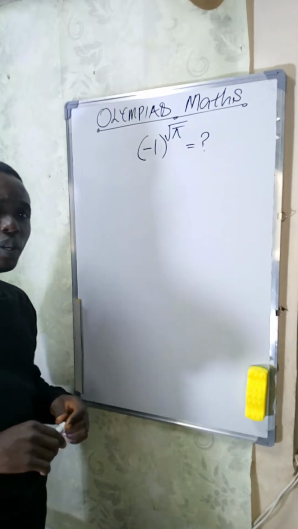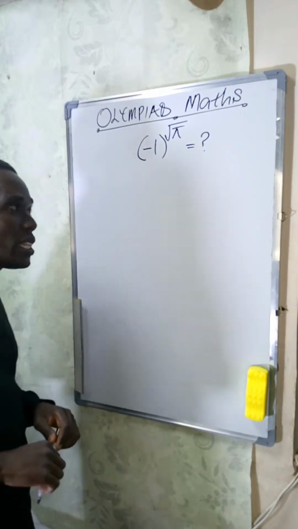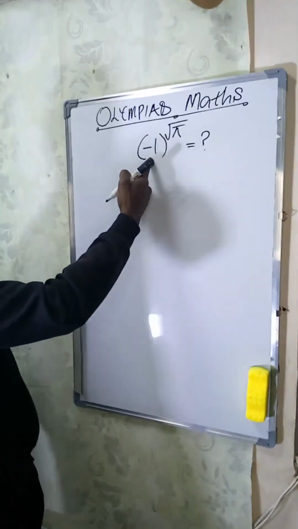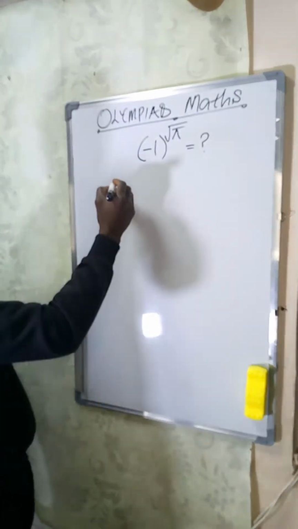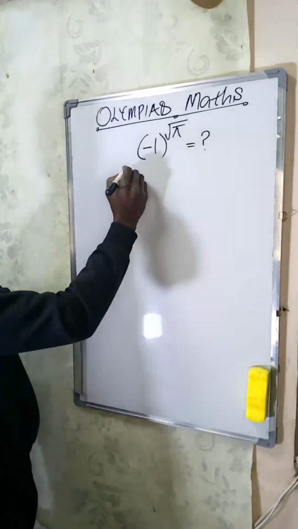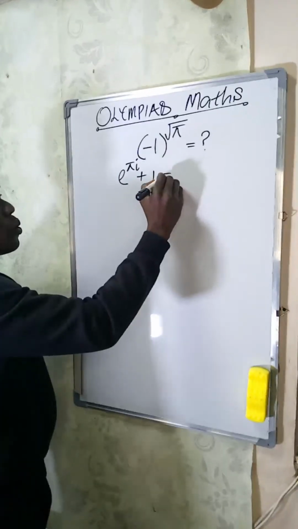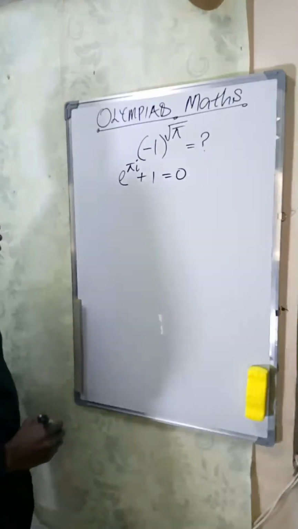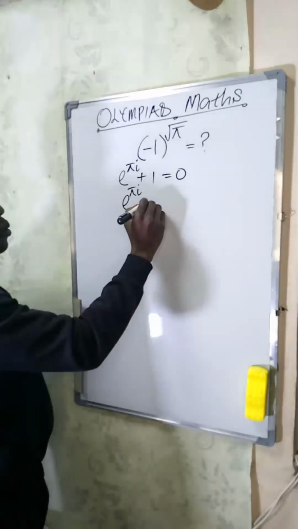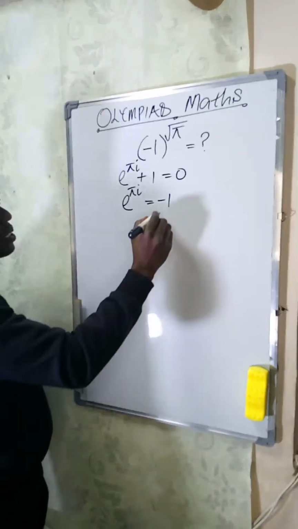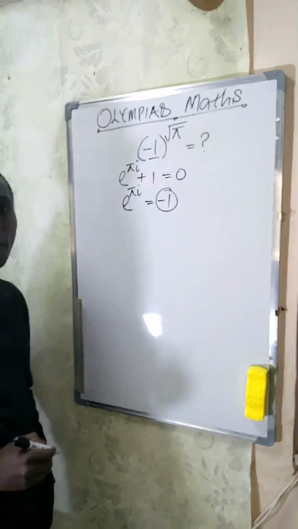I found out that using Euler's identity, you can truly find a solution to this question. Now, how do I go about doing this? Now, we have negative 1 to the power of the square root of pi. Remember the Euler identity, e to the power of pi i plus 1 can be equal to 0, right? Great. Now, if I have this, I can have e to the power of pi i to be equal to negative 1. So that means I can replace this negative 1 with e to the power of pi i.